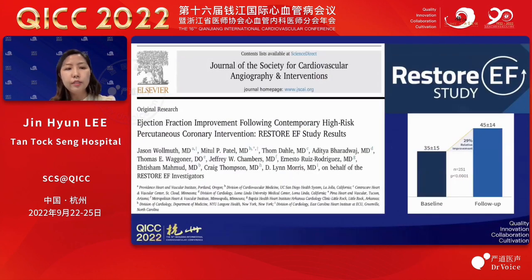This is the RESTORE EF study, which was recently published as well. It really shows that in those who underwent elective high-risk PCI under Impella support, the primary endpoint was EF improvement at 90 days. What it showed is that there was a significant improvement in EF, especially in those patients who had severely impaired LV ejection fraction to start with. And not only that, there was improvement in the secondary endpoints, which were the NYHA class and the CCS class angina.